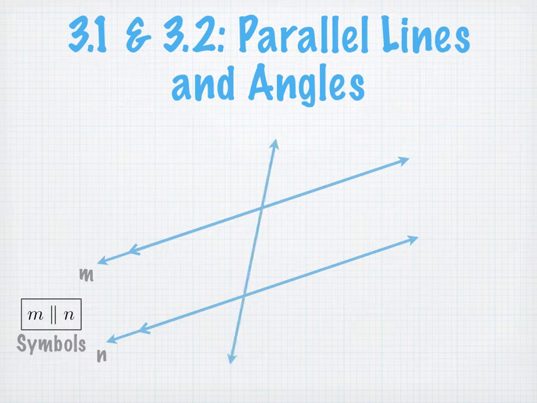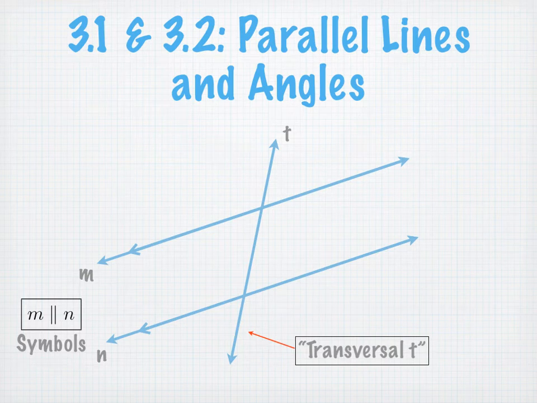Next thing, I'd like you to draw a line that crosses those two parallel lines. Any line that crosses two other lines is called a transversal. And let's call it transversal T.